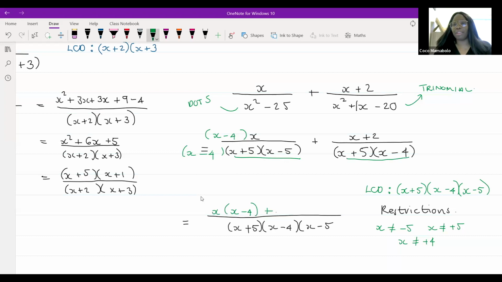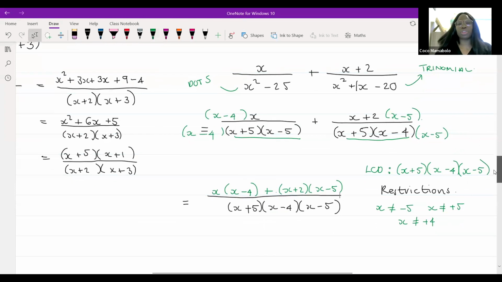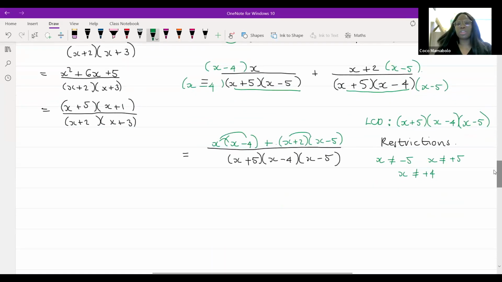This part of my denominator is missing the x minus 5 part. So I'm going to multiply this part by x minus 5. What I do to the bottom, I'm also going to do to the top, x minus 5. Right, so I'm then going to have x plus 2 multiplied by x minus 5. All right, and now we can do a little bit of distribution, a little bit of FOIL, and multiply all of that out.